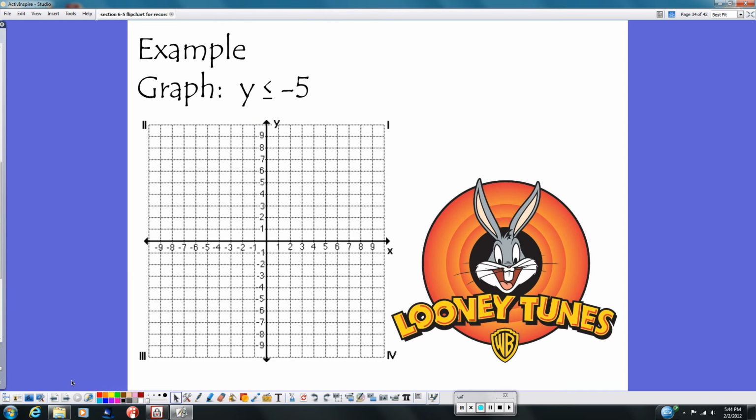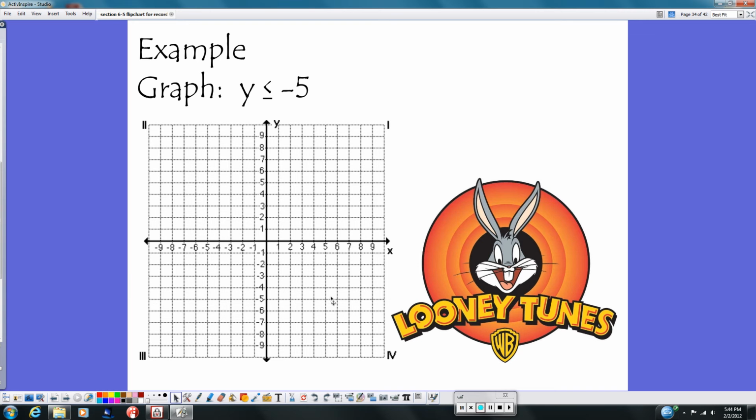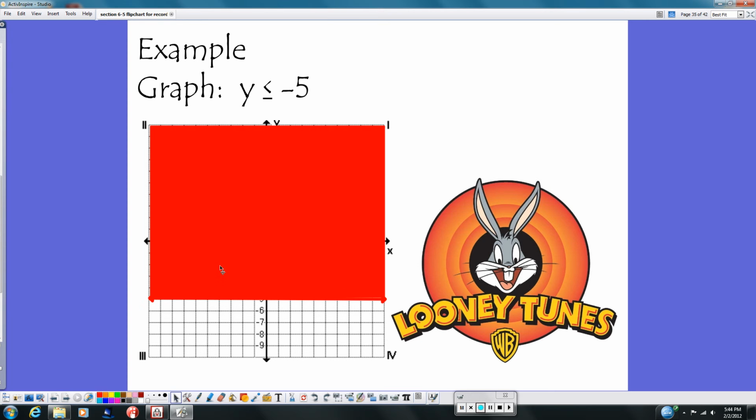Y is greater than or equal to -5. So if we had y equals -5, we would draw a horizontal line on -5. So that's what we're going to do. And then since it's greater than, we shade above.